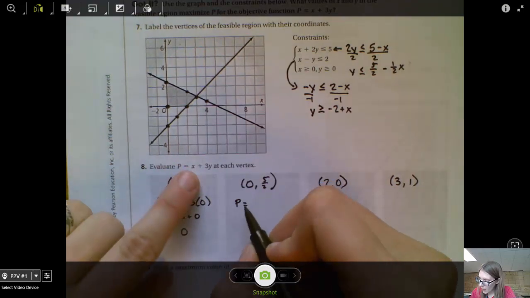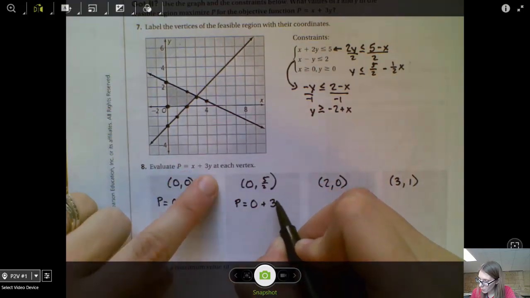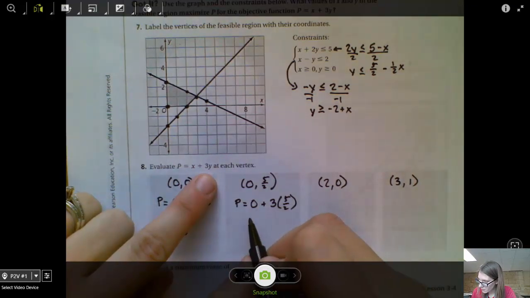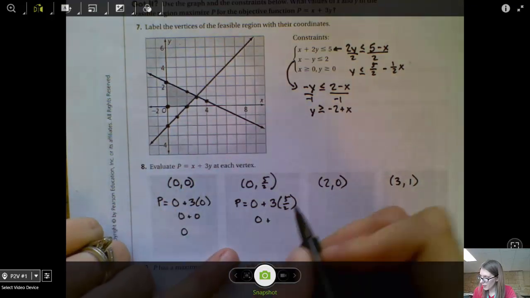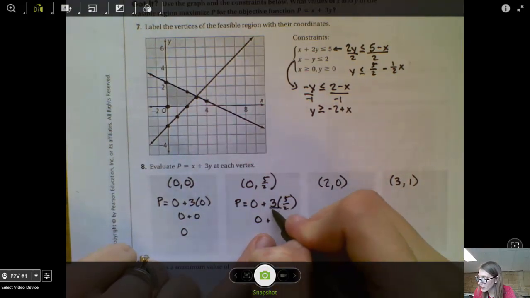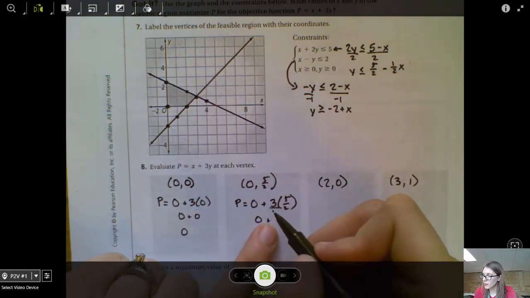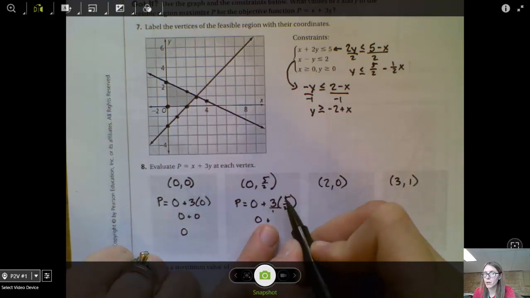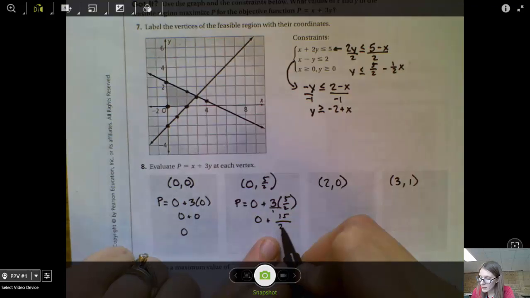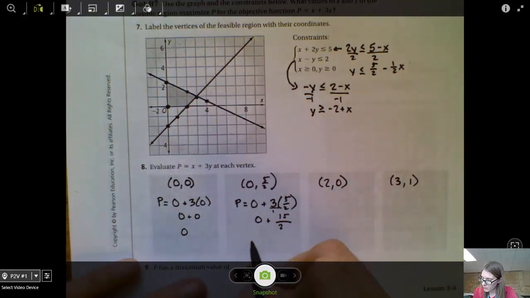P equals x plus 3y. 0 plus, okay, 3 times 5 halves, good practice with fractions here. 3 is 3 over 1. To multiply fractions, we multiply our numerators, and we multiply our denominators. So 15 over 2.